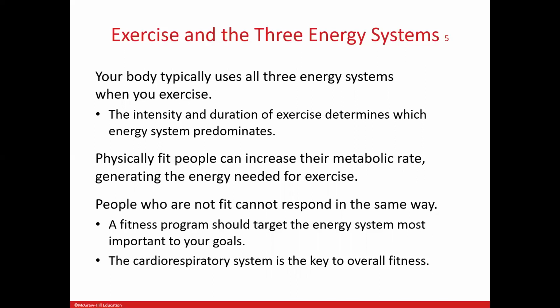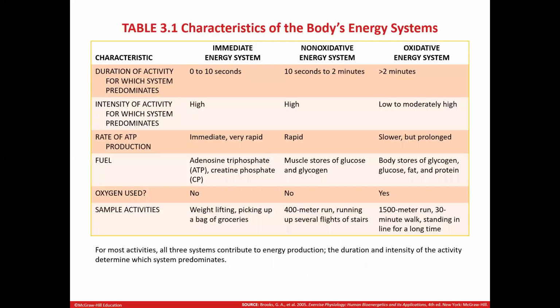So your body actually uses all three systems. It just depends on how fit you are or how sedentary you are, which one is the major one that you utilize, because you can utilize all of them and all of them could be your major source. So let's just talk about the characteristics of the body's energy systems. So we have the immediate energy, the anaerobic or non-oxidative energy system, and the oxidative aerobic.